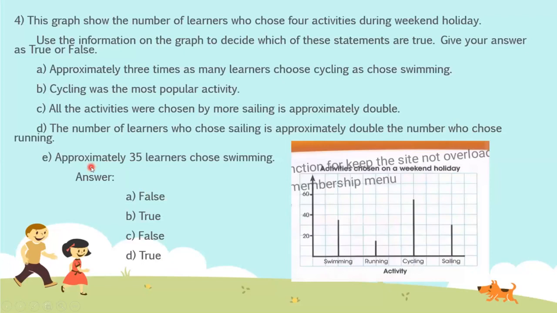Now, E part, approximately 35 learners chose swimming. Swimming. Yes, approximately, because it is in between 30 and 40 and it shows in the mid. So, yes, true. Approximately 35 learners chose swimming. So, that's about your fourth question. Hope it is clear for you and a very simple question.